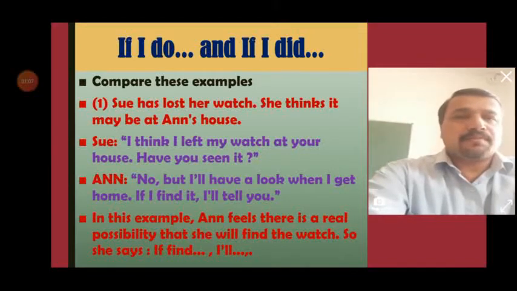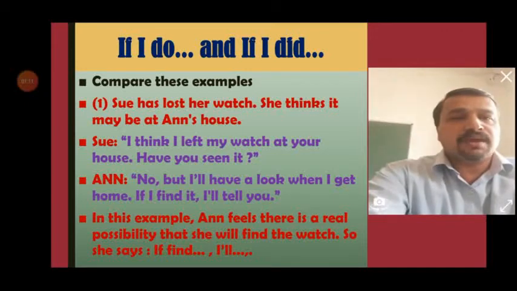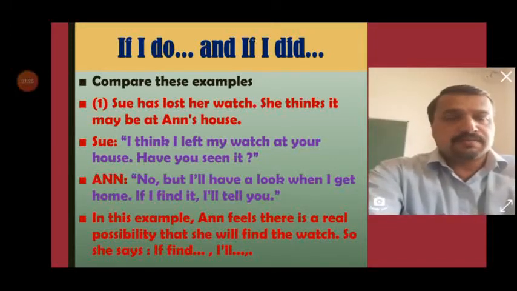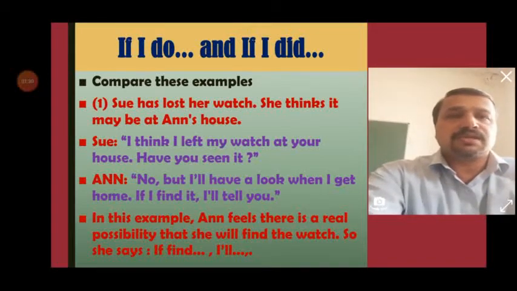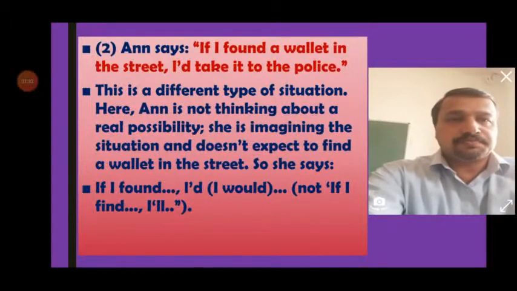In this example, Anne feels there is a real possibility that she will find the watch. So she says, "If I find, I'll." So that means if we use "if I do" in the first case, it speaks about a possibility. There is a chance of happening. This chance of happening is stated with the help of "if I do".